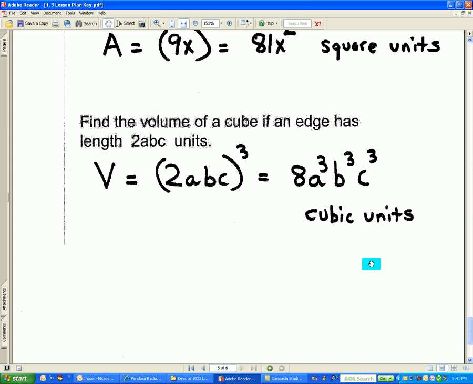When you're finding area, make sure you're giving the correct units for your answer: square. When you're finding volume, like if you were going to Sears to buy a 17 cubic foot refrigerator, that's how much space it has in terms of interior volume.